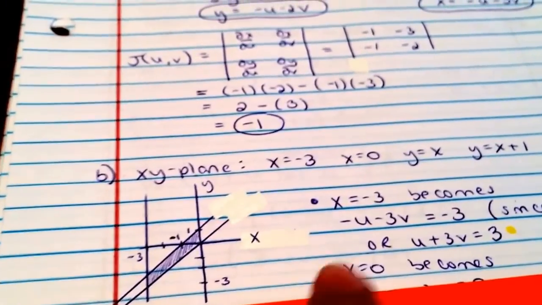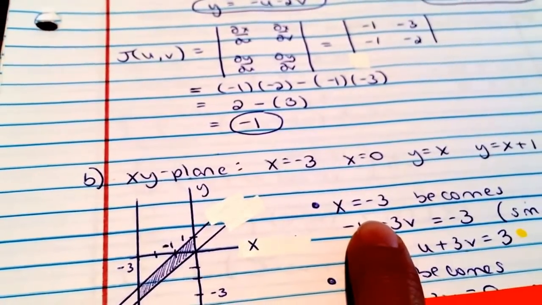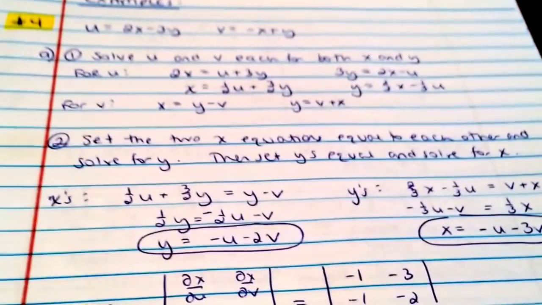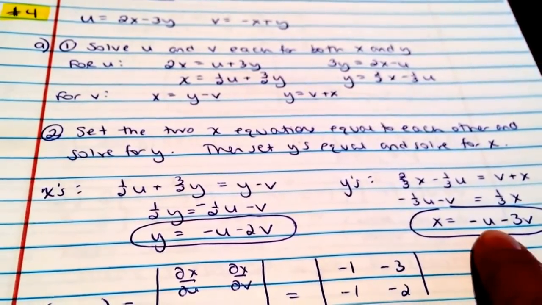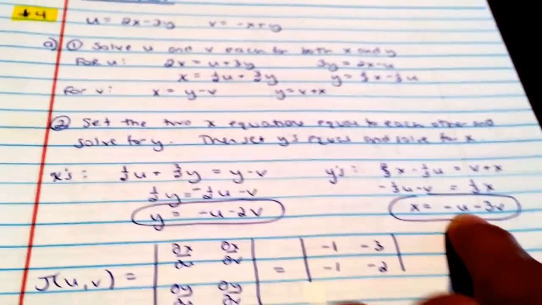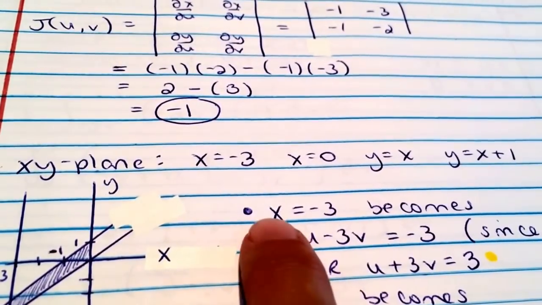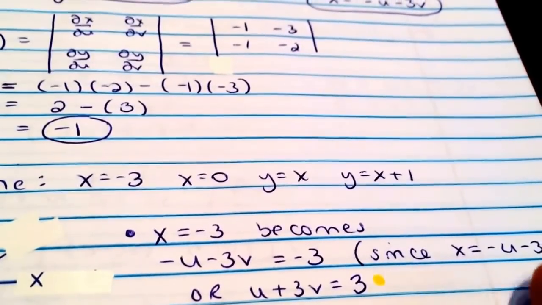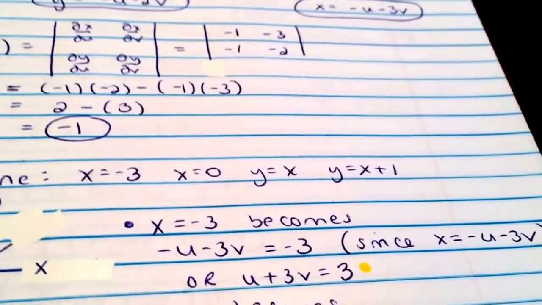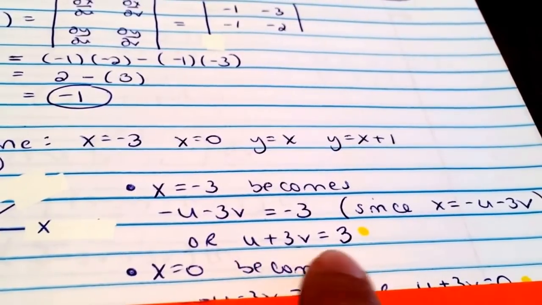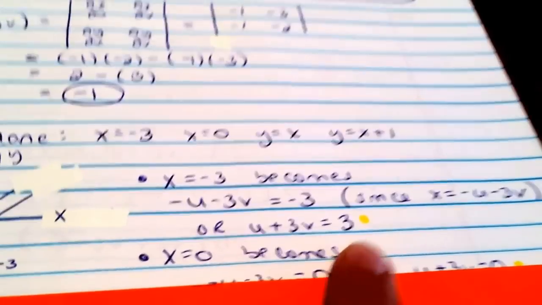But here, you have to change it over to u's and v's. So x equals -3. You go back up here, x is this. So if x is this and x is -3, then you set those equal to each other, or you can think about it as putting this in place of x, because x is this. Then you get an equation in terms of u's and v's. So here's my equation in terms of u's and v's. I put a little dot by it so I can find it later.